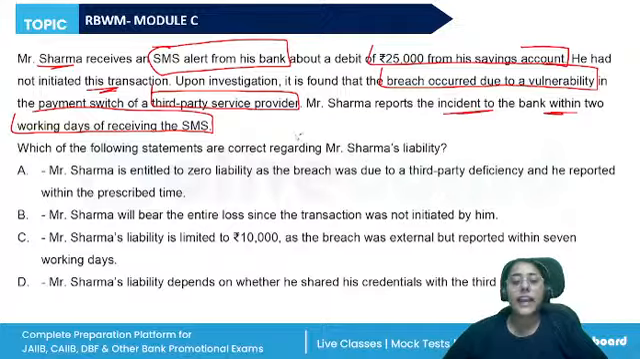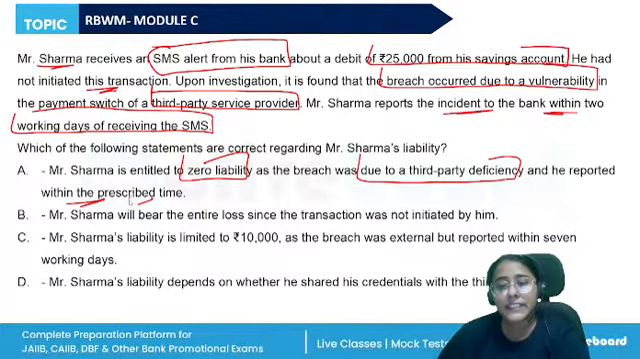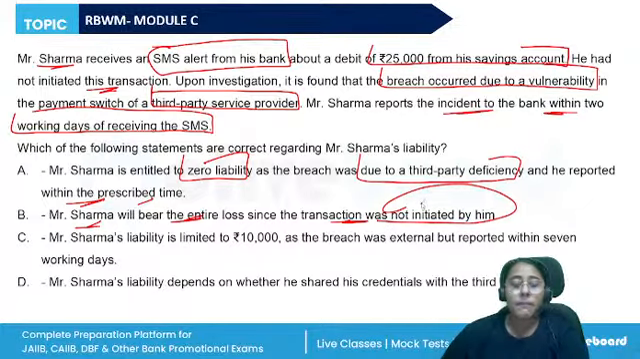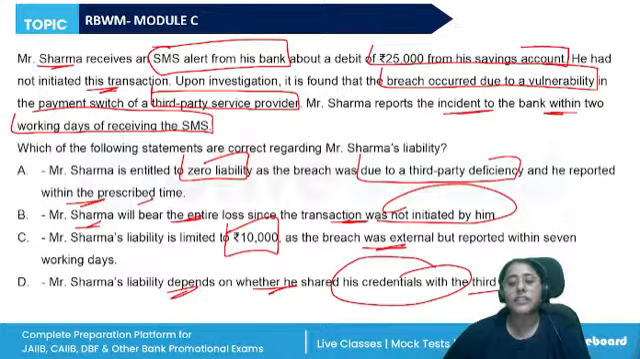A, Mr. Sharma is entitled to zero liability because the breach was due to a third party and he reported within the specified time. B, Mr. Sharma will bear the entire loss since the transaction was not initiated by him. C, Mr. Sharma's liability is limited to 10,000 rupees because the breach was external but reported within 7 days. Or D, Mr. Sharma's liability depends upon whether he shared his credentials with the third party or not.